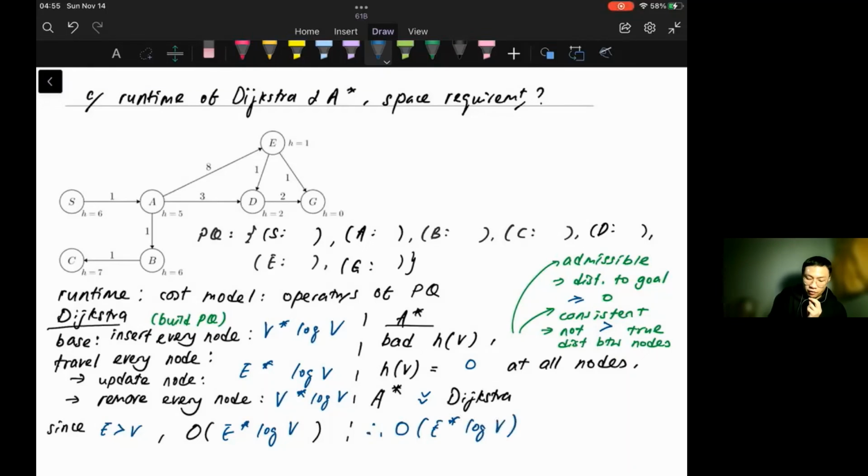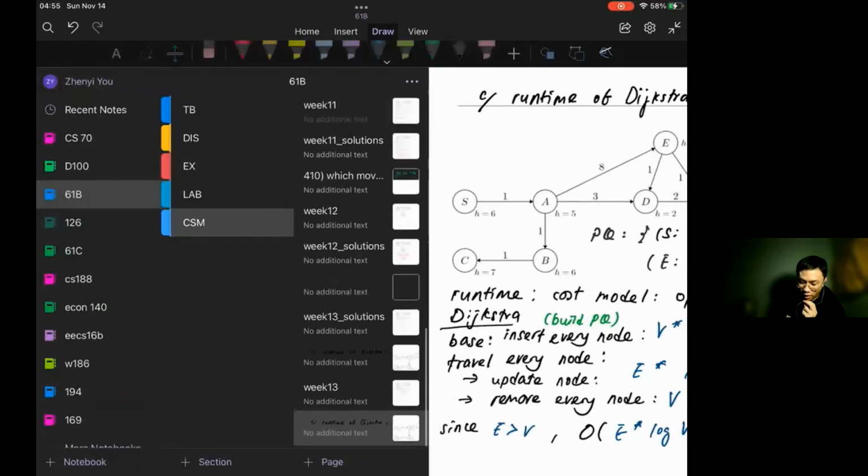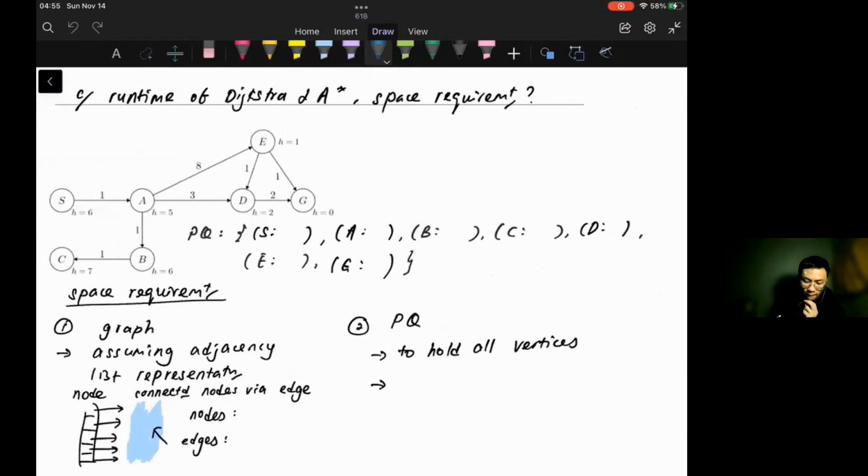Okay. For space requirements, recall that there are two data structures in our algorithms. Let's start with the priority queue. The function of the priority queue is just to hold all vertices. So if we have V vertices, then the space requirement will be theta V.